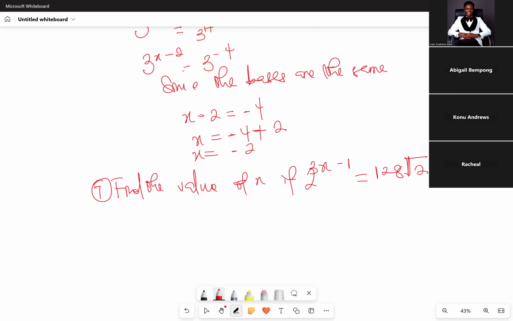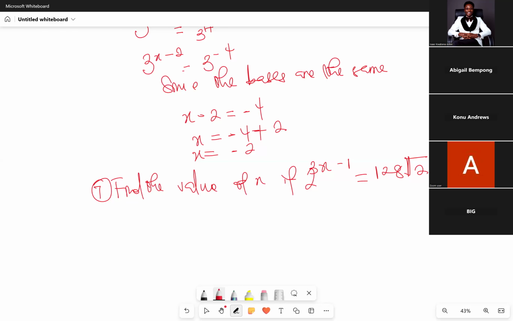I'll be waiting. Solving side by side sometimes confuses the individual. You end up making mistakes. Are you guys ready? So it's 2 exponent 3x minus 1 equals 128 times root 2. Yeah, that's what 128 root 2 means.